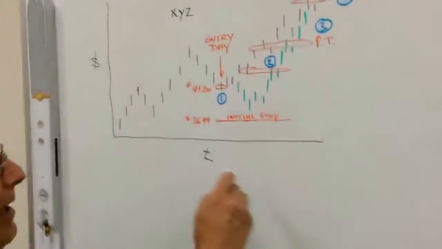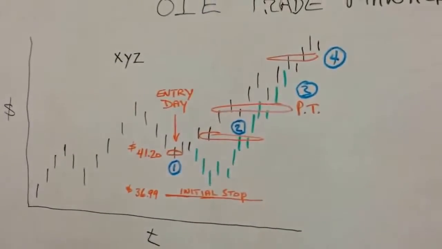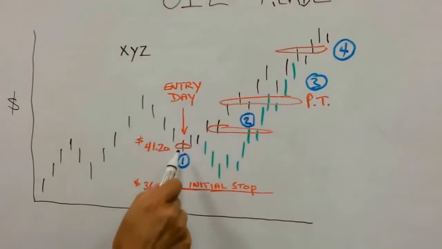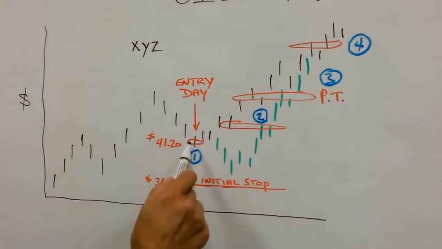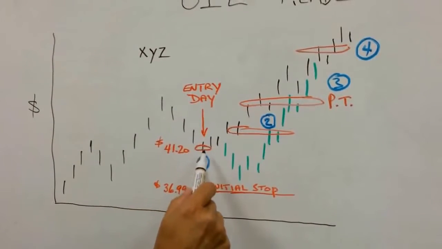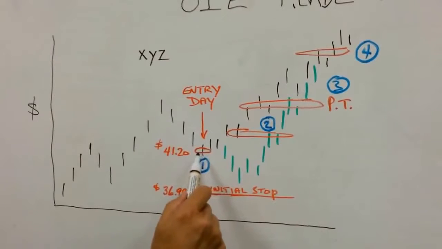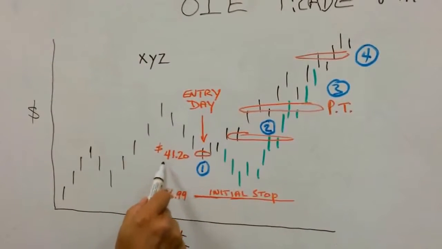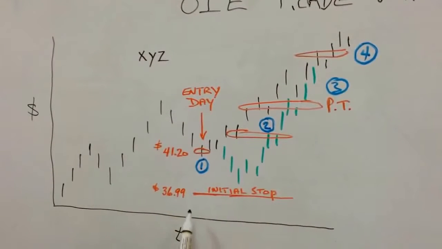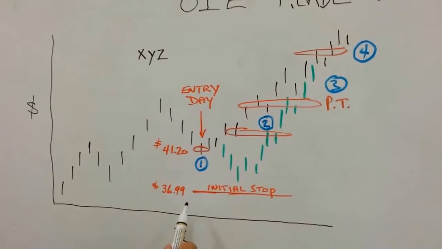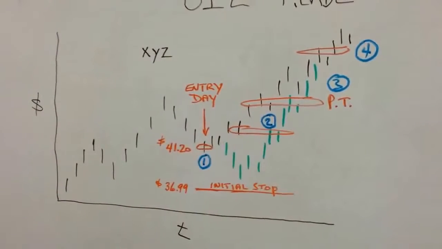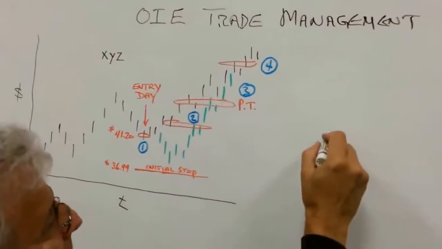So here we have a hypothetical stock XYZ, and you can see that it's in an uptrend. And I've just called this particular day here the entry day because that's when we would have received an alert to buy a call option with the Options Income Engine software. And at that point, the stock was trading, let's say, at $41.20. Now we're going to go ahead and buy that, but then we're going to load in our initial stop, and we're going to load in a profit target. So let's do that first.